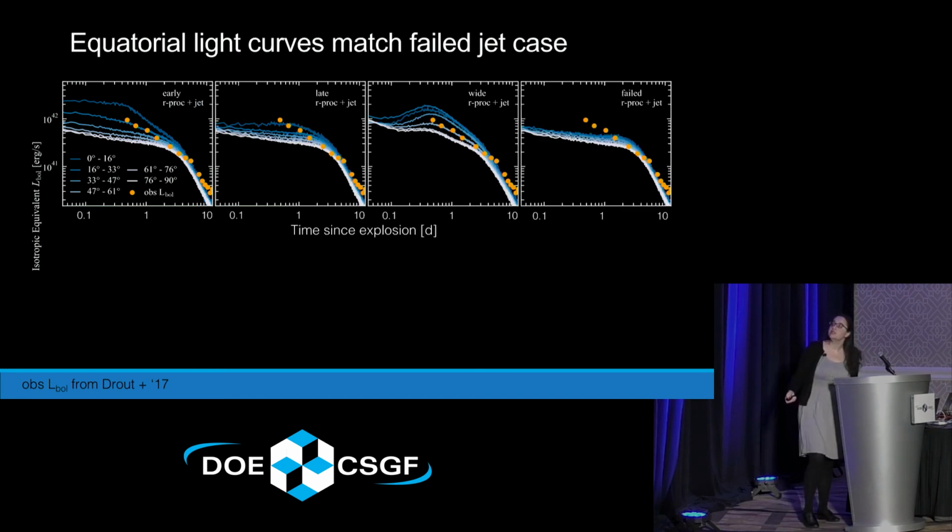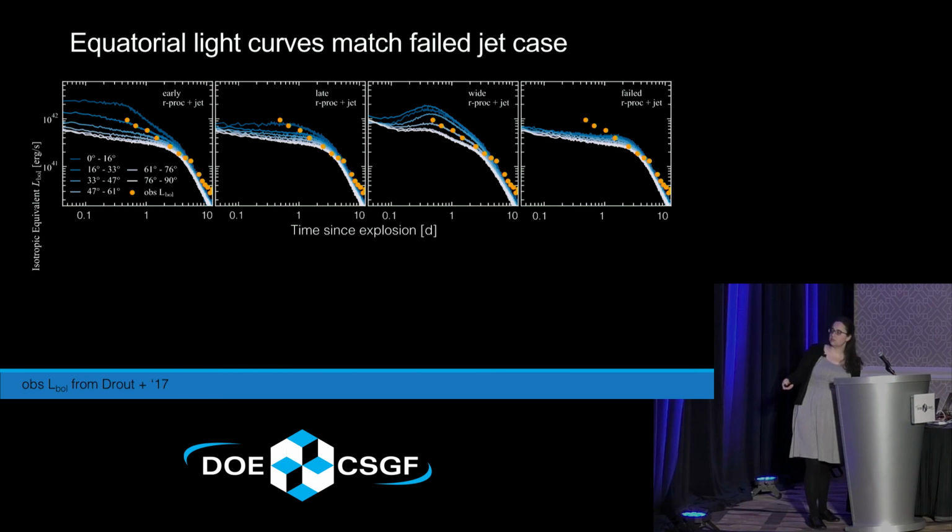And we see that there's a significant brightening on the pole relative to on the equator in the model with the largest evacuated cavity. But that isn't necessarily the case in all cases, and also the light curve on the equator is largely the same throughout all of these, and particularly matches all of the light curves in the failed case.